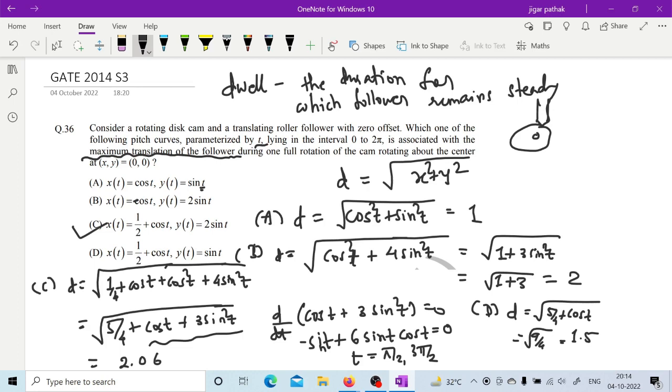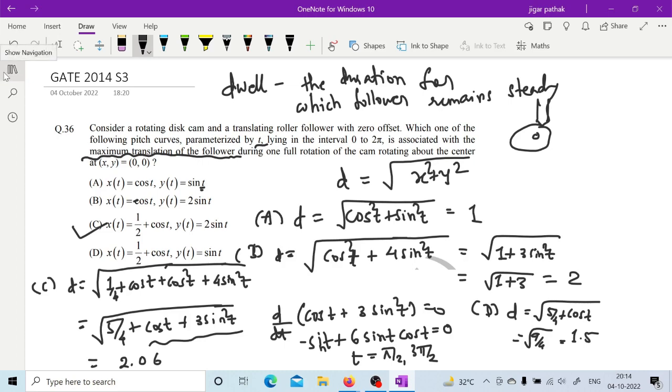So this is how you are having your particular problem solution, right? Sir, why are we actually exactly taking root over x square plus y square? Is it with respect to origin or something? Yes, because that will be the resultant of the distance traveled by the follower. That is why we are taking this under root of x square plus y square.